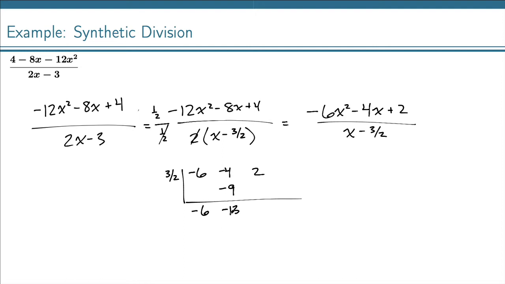Okay, now it starts to get a little ugly. -13 times 3/2, that's -39/2. Okay, and we can add 2. 2 is equal to 4/2. So -39/2 plus 4/2 is -35/2. Okay. So for our division, those are the coefficients of our quotient. So -6x minus 13. And then this is our remainder. So we have plus -35/2 over the x minus 3/2.